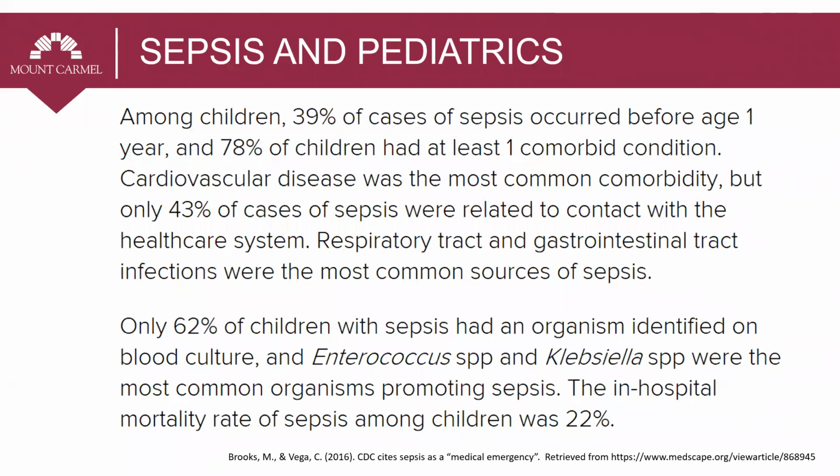78% of children had at least one comorbid condition. Cardiovascular disease was the most common comorbidity. We know these kiddos don't often do well. But only 43% of cases of sepsis were related to contact with the healthcare system, 43%. Respiratory tract and GI tract infections were the most common source. Only 62% of children with sepsis had an organism identified on blood culture, and Enterococcus species and Klebsiella species were the most common organisms promoting sepsis, and in-hospital mortality rate among children was 22%.